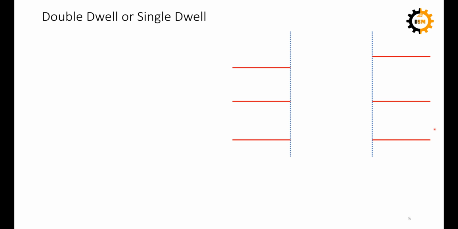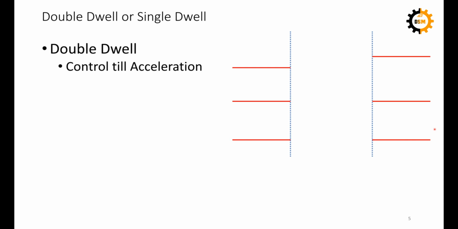If, for example, we have a double dual CAM mechanism, we have to further see whether we have to control this double dual mechanism till acceleration.